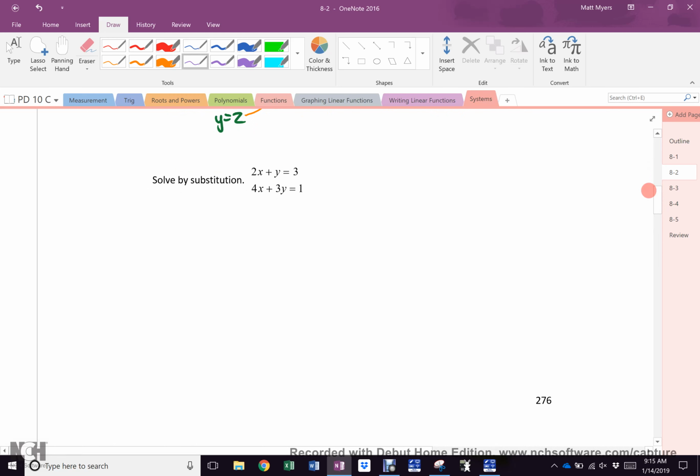Is this easy to solve? Then solve it. Which one do you want to work with? The first one. And what letter are you going to find? Y. Good job.